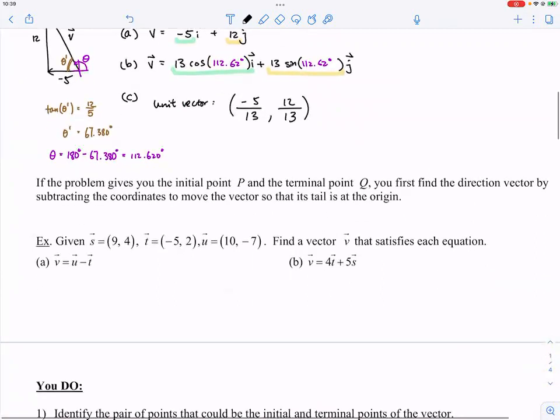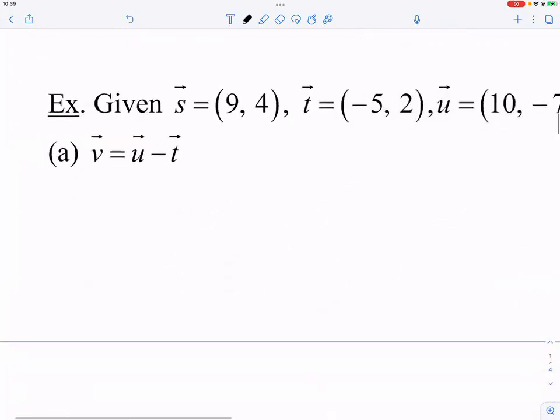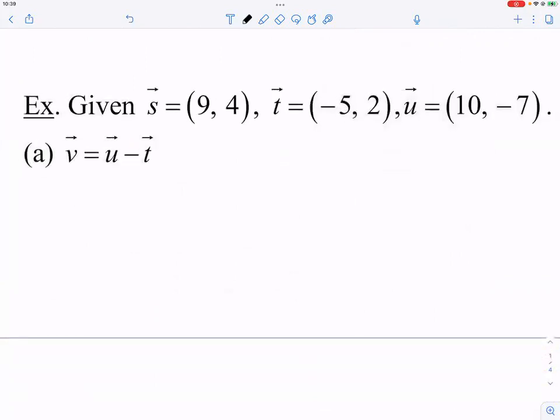All right, the following example is also very easy, similar to what you have done in physics, if you are taking physics or have taken physics already. We want to find vector v, and we say vector v is u minus t. Yesterday, we drew it out. Today, we can just work with the numbers. What's u? u is 10, comma, -7. What's t? -5, comma, 2. How do we get the vector v?